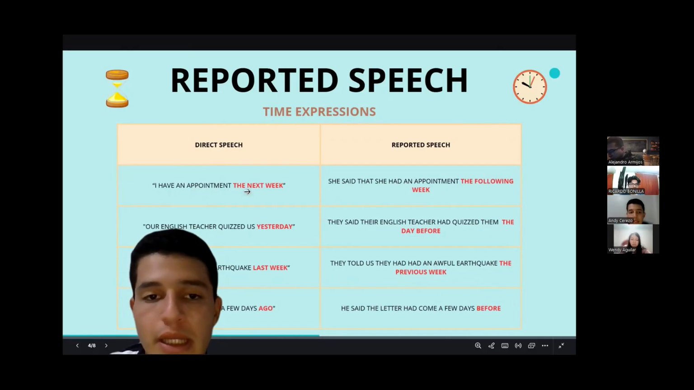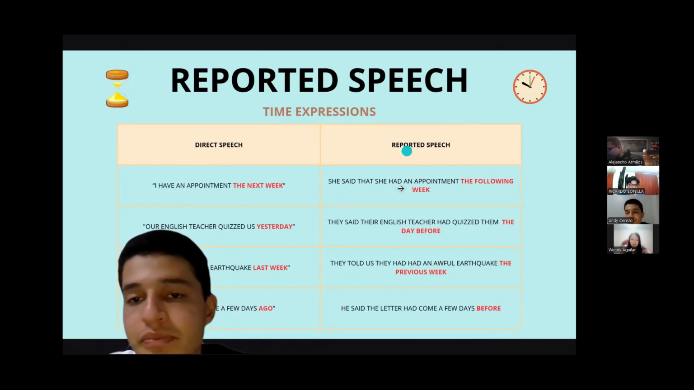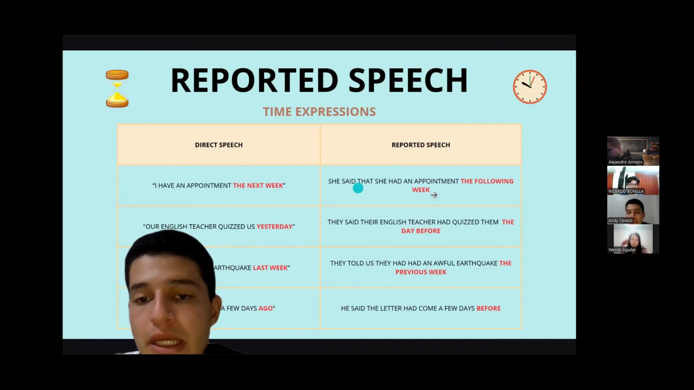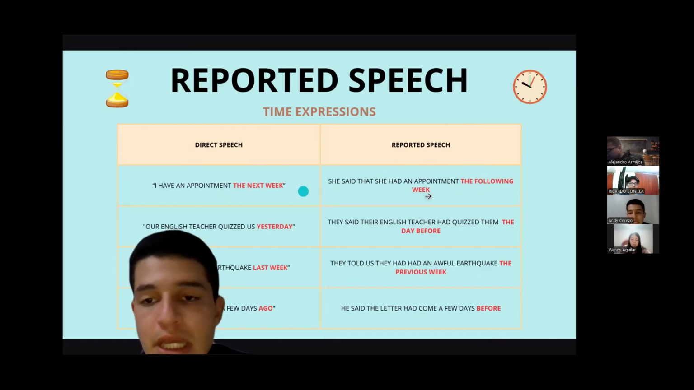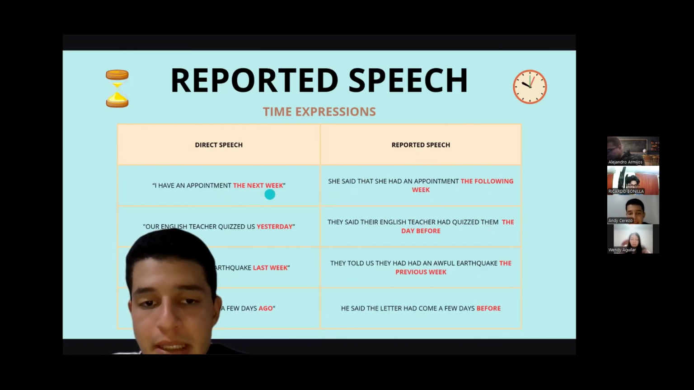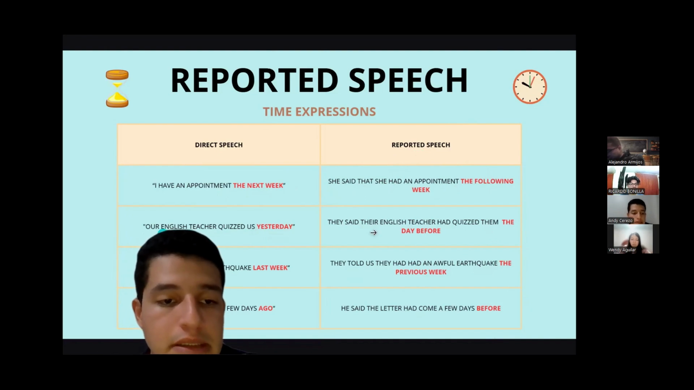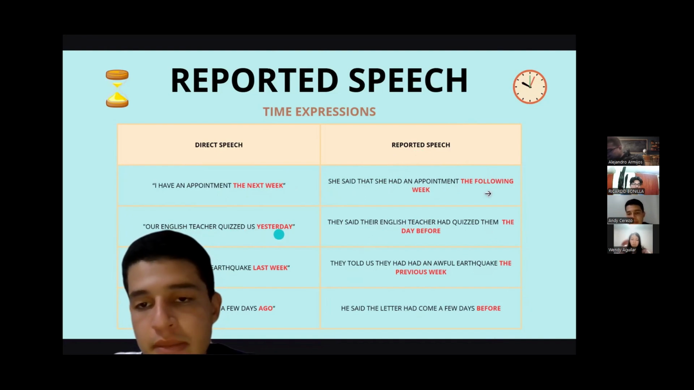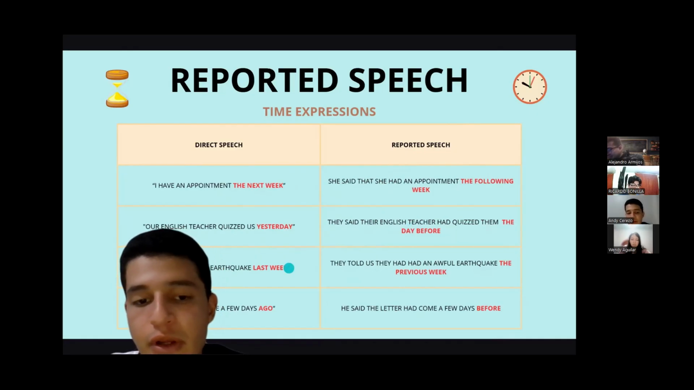There are more examples. In direct speech: I have an appointment next week. In reported speech: he said that he had an appointment the following week. Next week changes to the following week. Keep these expressions in mind. Another sentence: our English teacher quizzed us yesterday. In reported speech: they said their English teacher had quizzed them the day before. You remember, yesterday, the day before.